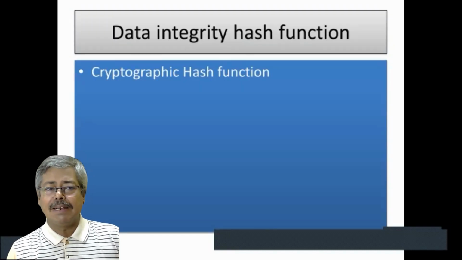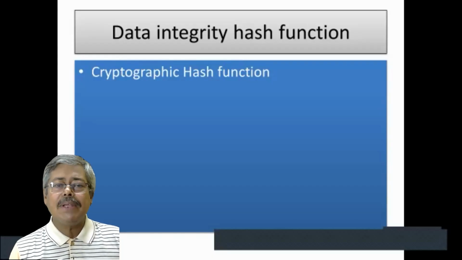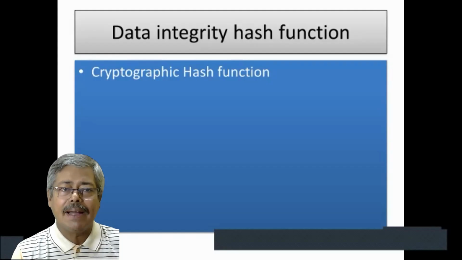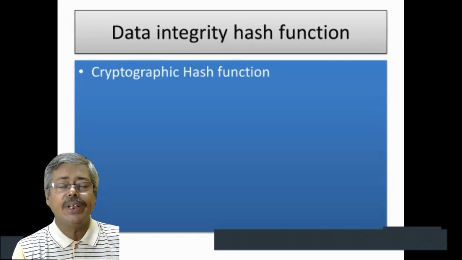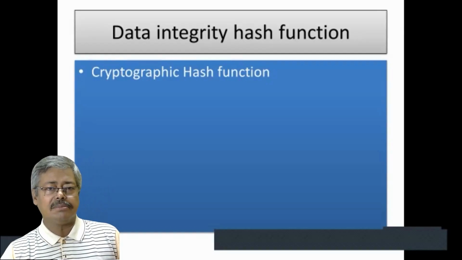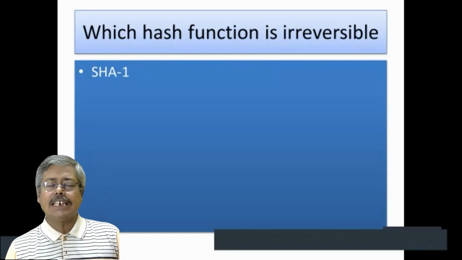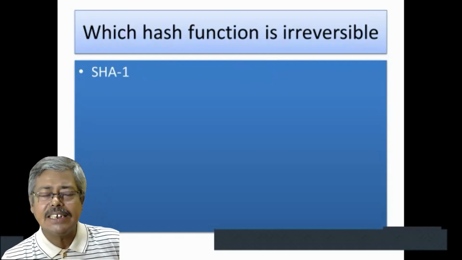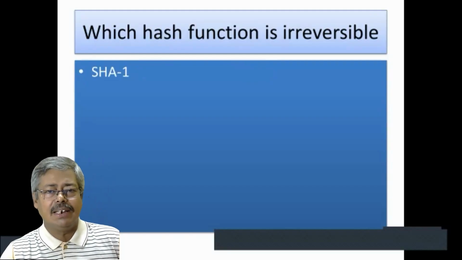Data integrity and hash function. Data integrity is maintained by the cryptographic hash function. Which hash function is irreversible? SHA-1 is an irreversible hash function.